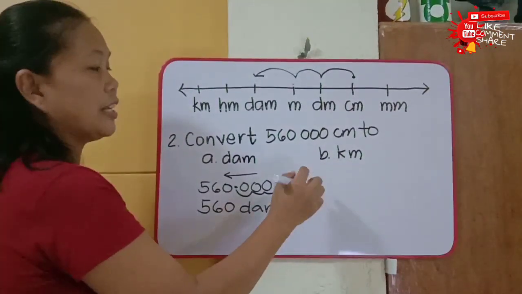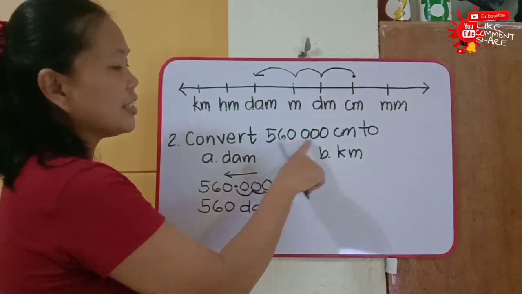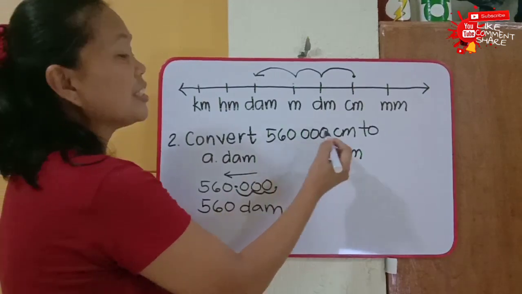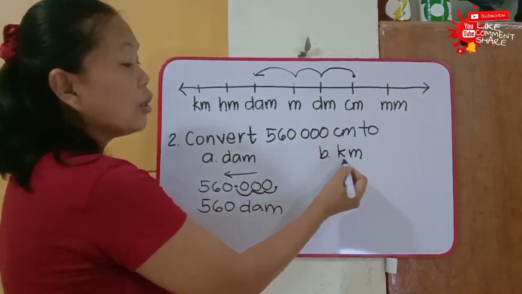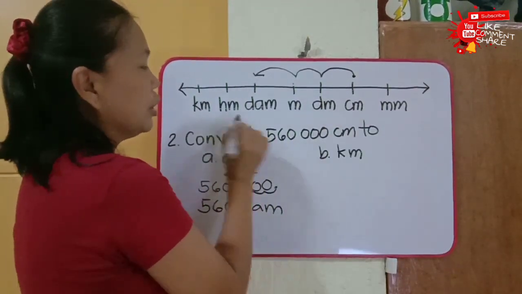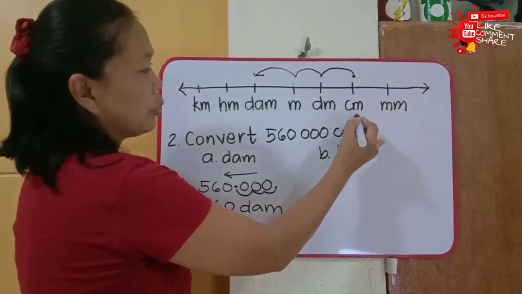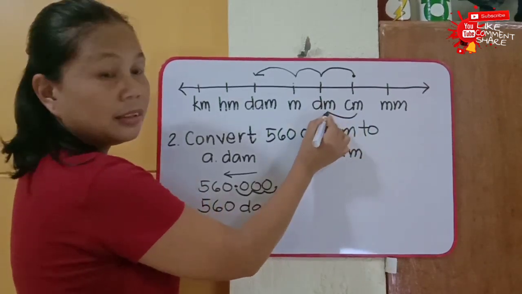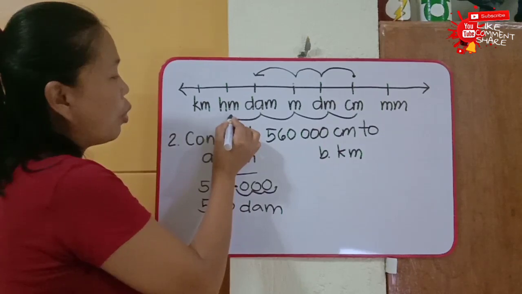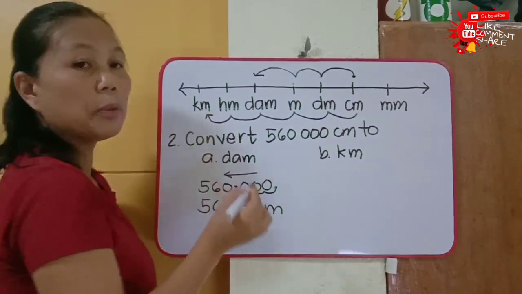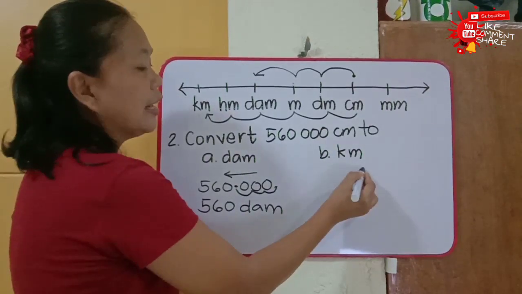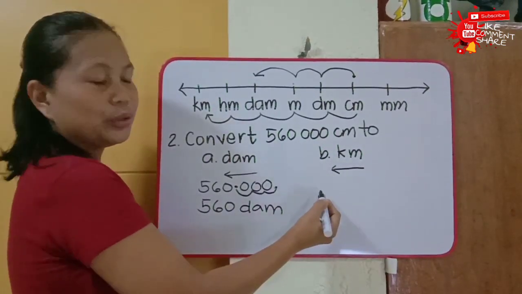Now, let us proceed in changing 560,000 centimeters to kilometers. So let us count from centimeter to kilometer. We'll start with here. So 1, 2, 3, 4, 5. So we will move the decimal point 5 times to the left. So the direction is to the left.